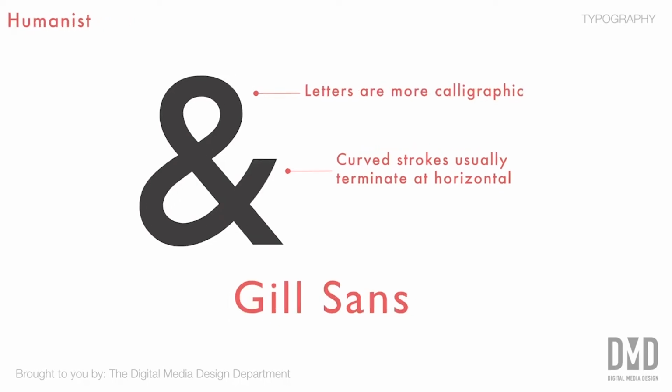Now we evolve into the Humanist. This is Gill Sans. These letters are slightly more calligraphic. The curved strokes usually terminate in a horizontal, and there are certainly quirks to this style. It is similar to the old style serif fonts, but it fits the sans serif typefaces because it doesn't have little feet. This style is more of a nod to where we came from regarding our history with thick and thin strokes of a pen.